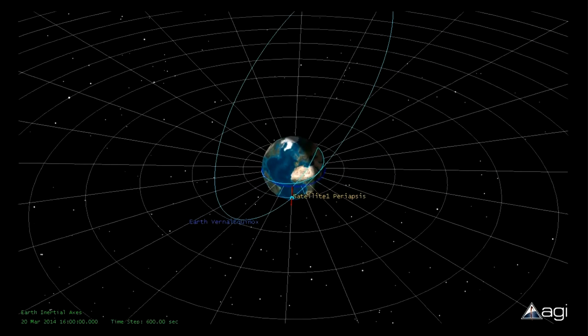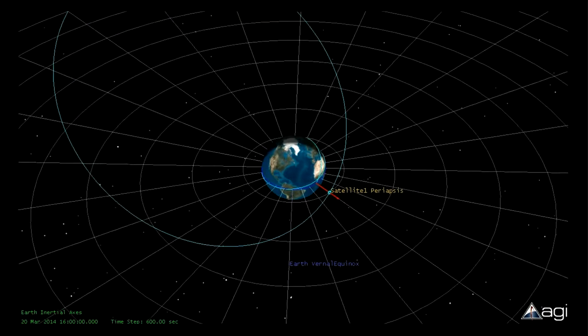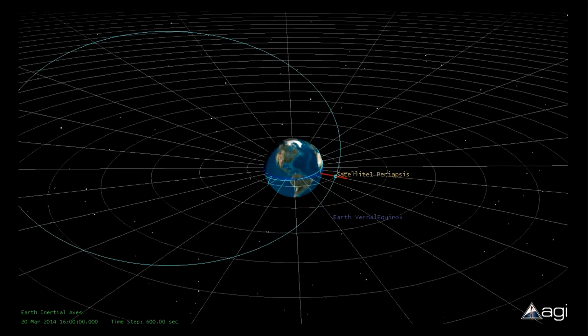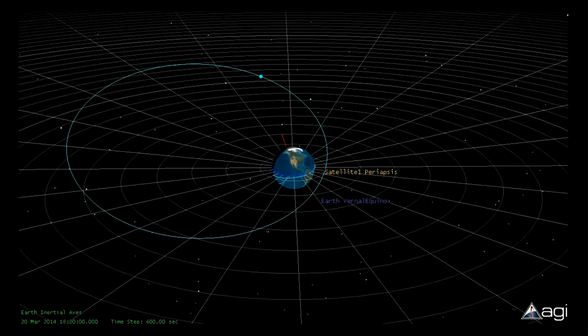Here we've moved the right ascension of the ascending node. Notice that there's no longer a red portion of the ellipse. In this orientation at this time of year, the vernal equinox, the satellite stays in the sun for the entire orbit. This animation illustrates the nodal points.